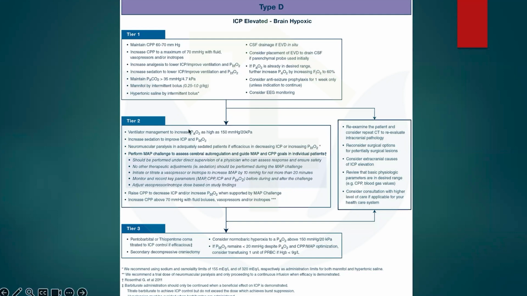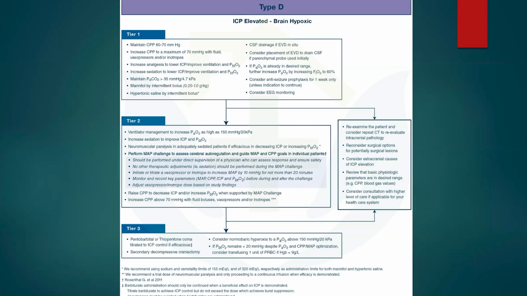Now, what is mild hypocapnia? Despite your normal PCO2, if your ICP is still elevated, but your brain is having normal oxygenation, that means it is a vasodilatory problem. So you reduce the PCO2 to a slightly lower level, 32 to 35. That's why it is called mild hypocapnia, not severe hypocapnia. If despite that it is ineffective, then you go for neuromuscular paralysis.